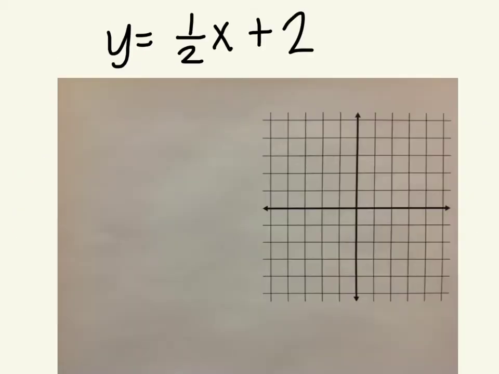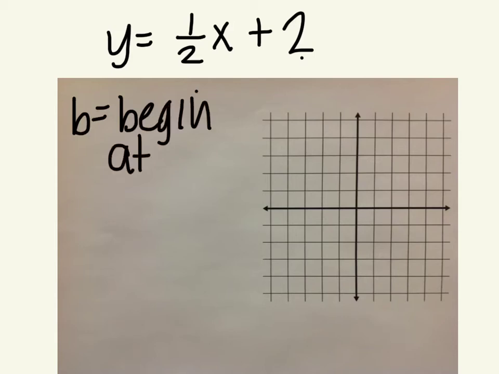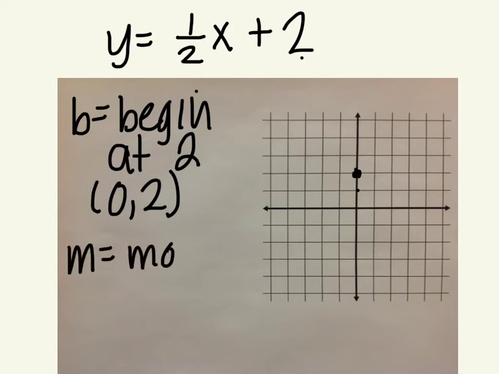Again, our equation is y equals 1/2 x plus 2. I'm going to begin with my b. So I'm going to begin at 2, which means I'm starting at the coordinate pair of 0, 2. So I'm going to do that to start with, 0, 1, 0, 2 right there. There's my y-intercept. And I'm going to move with my m, which is my slope, and I'm going to go 1 over 2. Hey, it's already in a fraction.